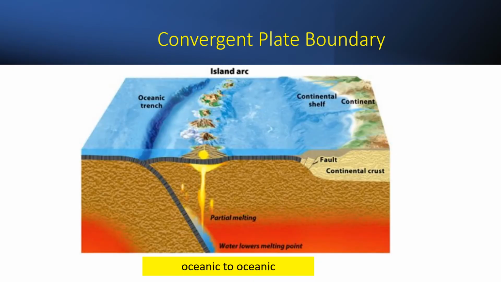How about oceanic crust converging with oceanic crust? Yes, there is formation of an oceanic trench and a volcanic island arc. When we say volcanic island arc, it is a chain of volcanoes positioned in an arc as seen in the figure.